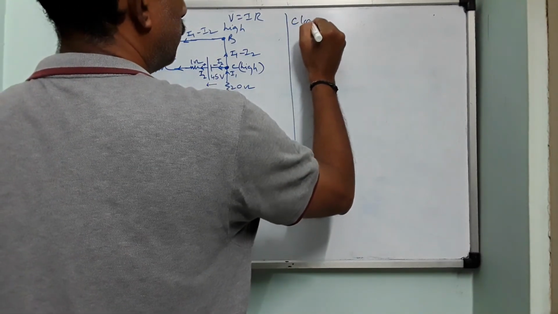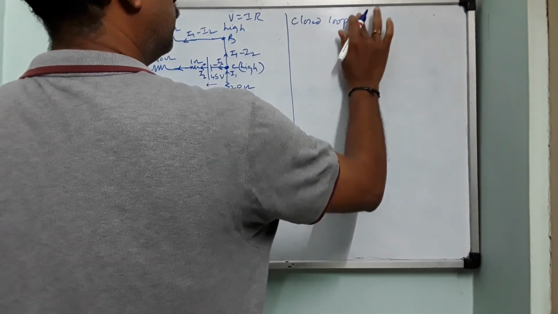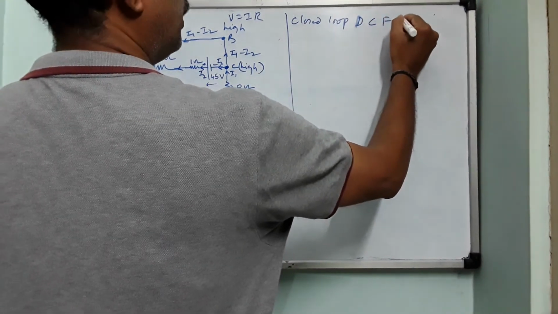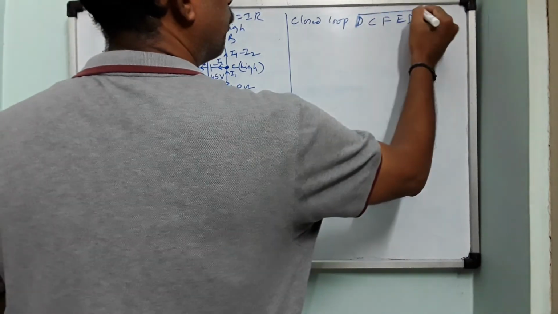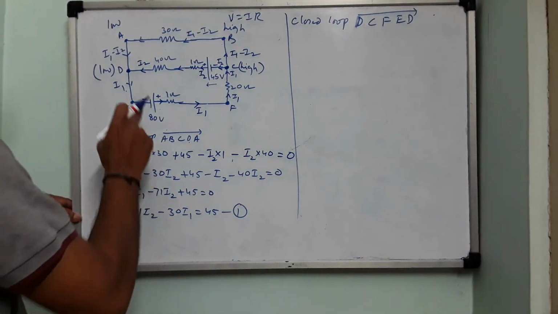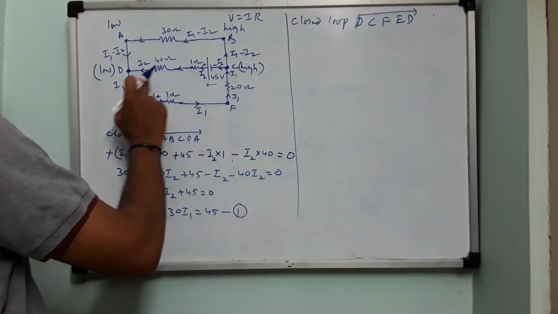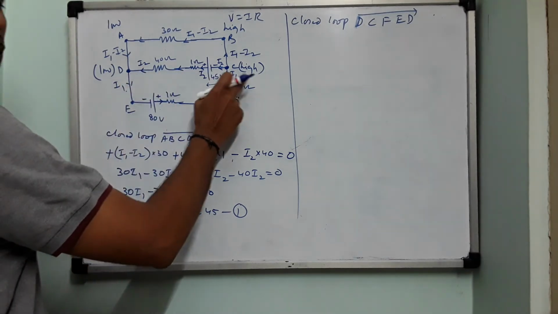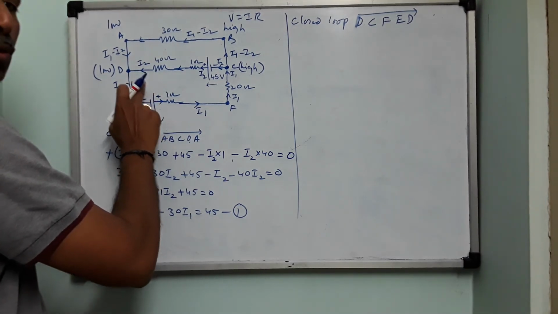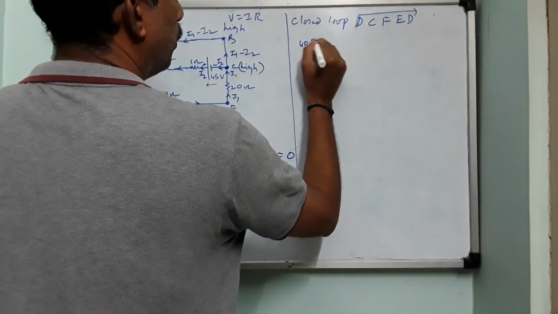So closed loop D, C, F, E, D, like this. Put an arrow on the top, meaning you should move D to C, C to F, F to E and E to D. Right. Now I am going from D to C. Current is going from C to D. So I am moving from low potential to high potential. Therefore, when I am moving towards high potential, the potential difference will become positive. So this will be 40 into I2 plus only.